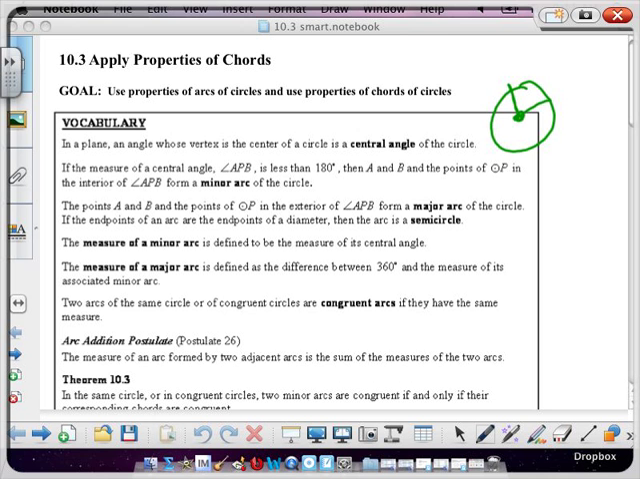We're going to skip down to theorem 10.3. In the same circle or congruent circles, two minor arcs are congruent if and only if their corresponding chords are congruent. Okay. And a diameter of a circle is perpendicular to a chord, and the diameter bisects the chord and its arc. Let's make some pictures for these.